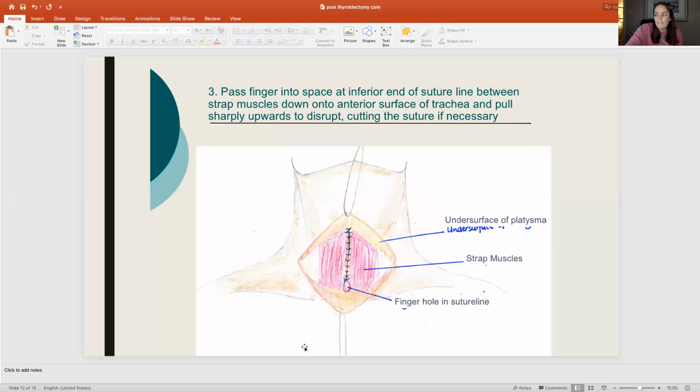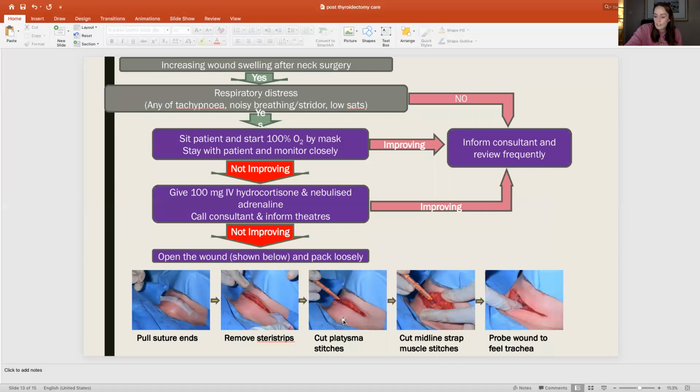After that, very important to remember, the strap muscles are closed vertically. So you need to get an instrument and cut your sutures, or get a finger in the hole at the middle and rip those open. After that, you'll be able to see your trachea and most likely the collection of blood in front. Clear it out with a finger, with some saline, with suction, whatever you have access to.